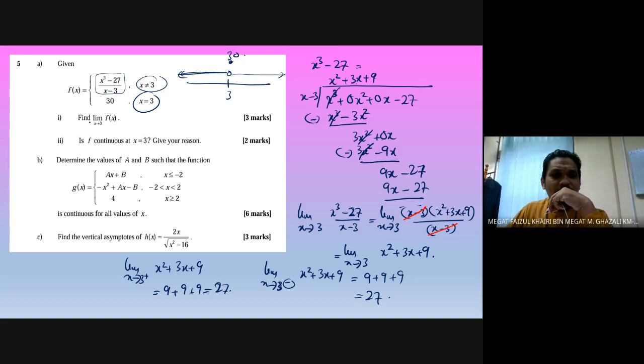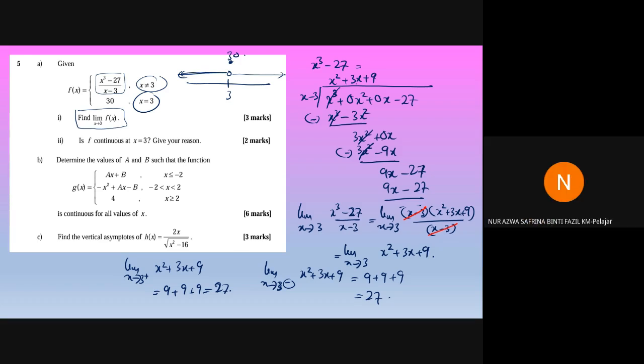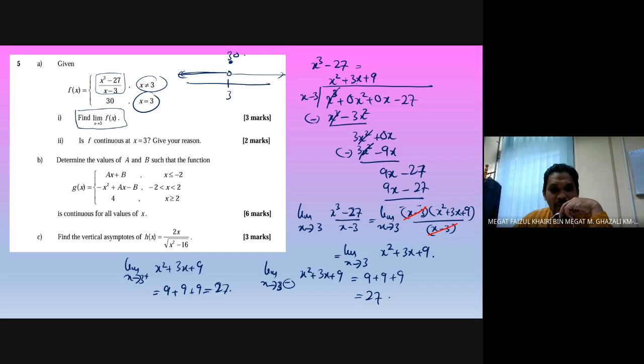So, does the limit of x approaching 3 of the function exist? Limit wujud ke tidak? Wujud. Okay. Limit x approaching 3 from the right, recall the answer is 27. Limit x approaching 3 from the left is also 27. So the conclusion is the limit x approaching 3 of the function f(x) does exist. Wujud. Okay. Go to question number 2.